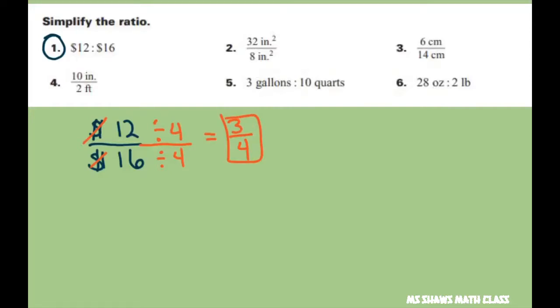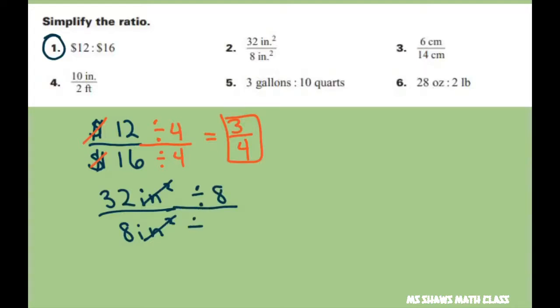And number 2, we do the same thing. We have 32 inches squared divided by 8 inches squared. And the inches squared cancel. So then you divide both the numerator and the denominator by 8. And that gives you 4 to 1. So basically on this one, I'm going to write this as 3 to 4, since that's how they wrote it. I'm going to write this one as 4 to 1.